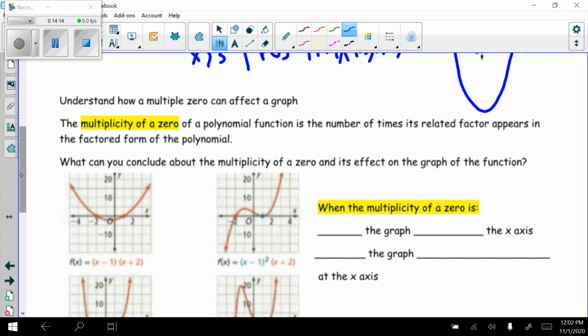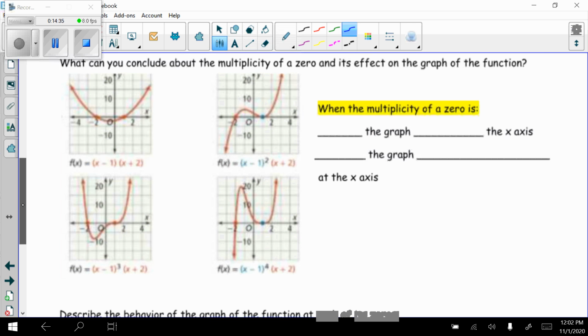It tells us the multiplicity of a zero of a polynomial function is the number of times its related factor appears in the factored form of the polynomial. And then it says, what can you conclude about the multiplicity of a zero and its effect on the graph of the function? So let's look at these graphs that I've provided here.